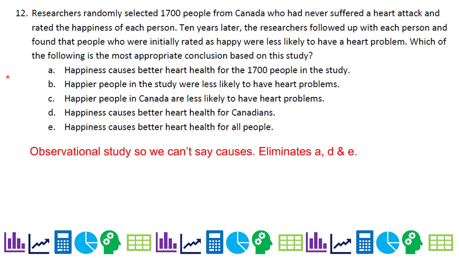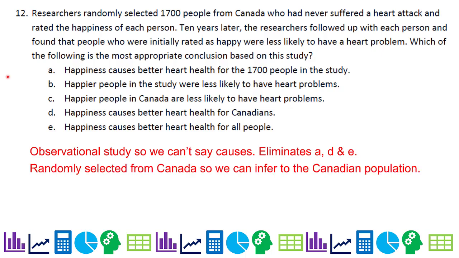Well, this is an observational study. We didn't make them do anything, so we can't say causes. So that eliminates choices A, D, and E. Now, these are people selected from across Canada, so we can actually infer to the Canadian population. So we can say happier people in Canada are less likely to have heart problems.